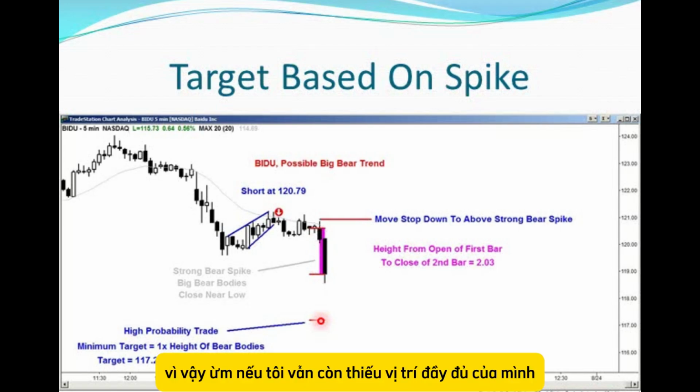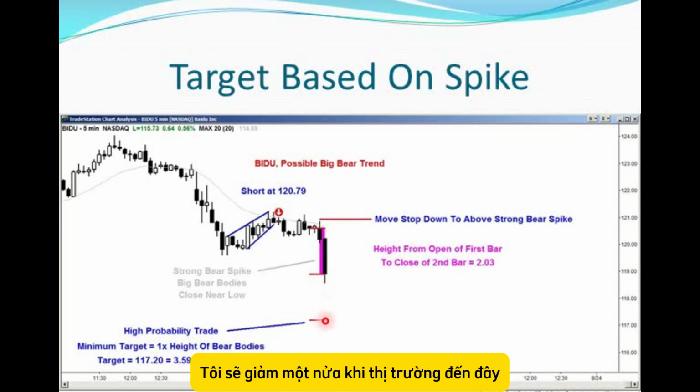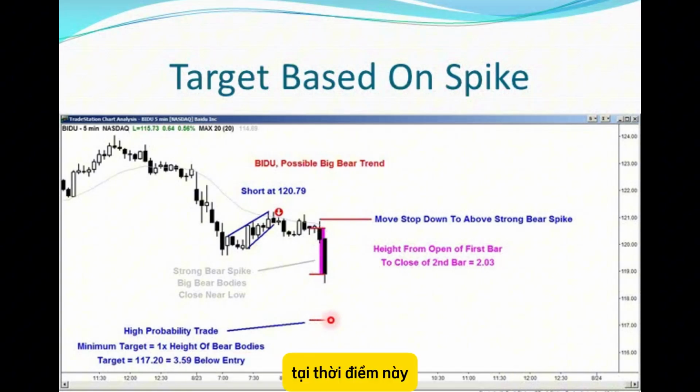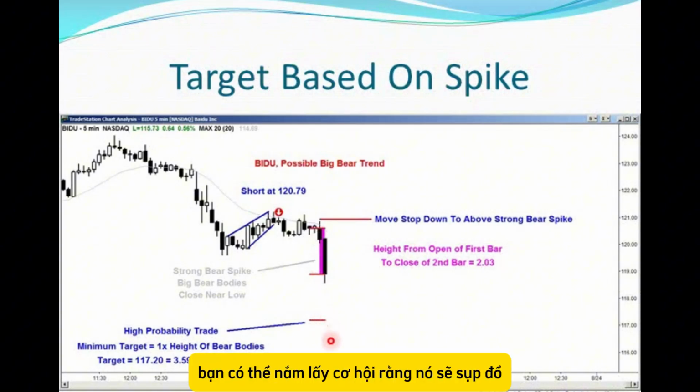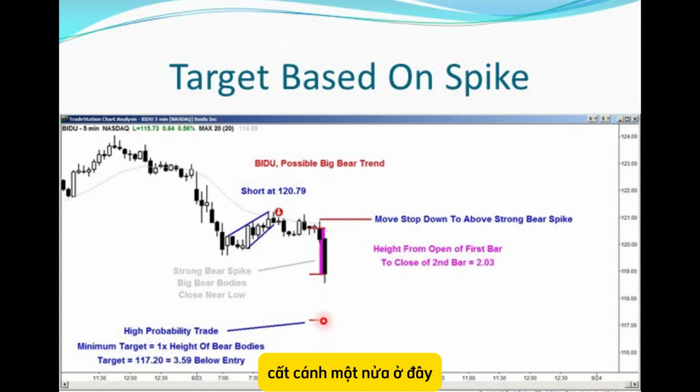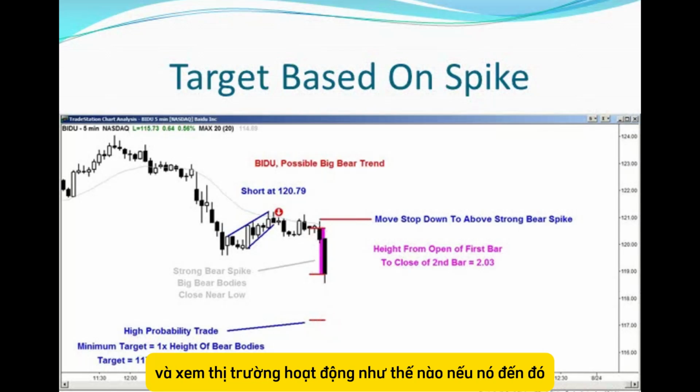So at this point, I would be pretty confident, 60% confident, that the market's going to fall to this point. So if I were still short my full position, I would take half off once the market got here. So at this point, I would place a limit order to take half off at this point. You could take a chance that it's going to collapse, but to me, I think it's a pretty reasonable target to take half off here and see how the market behaves if it gets there.